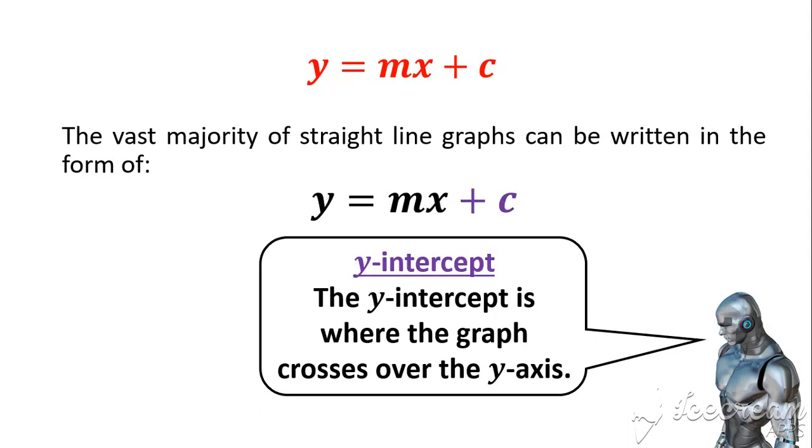C is a number that is called the y-intercept. The y-intercept is where the graph crosses over the y-axis.